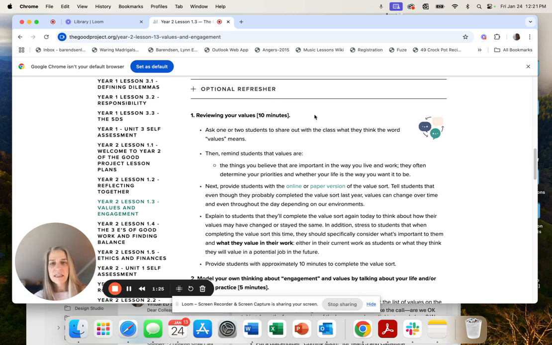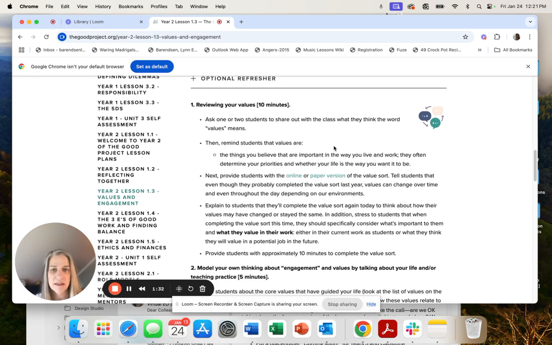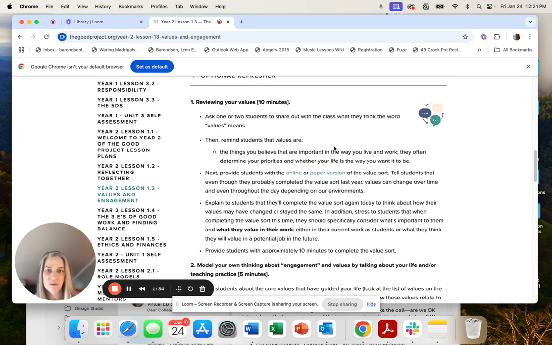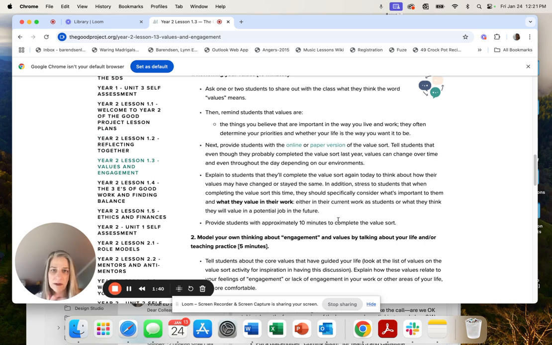So the first activity is 10 minutes, asking students to think about what the word values means. Get them brainstorming a bit before you remind them that values are the things we believe are important to the way we live and do work. Provide them with an online or paper version of the value sort so that they can think about their values. If they have indeed done the value sort last year, as we hope most of them will, it's important to tell them that values evolve over time.